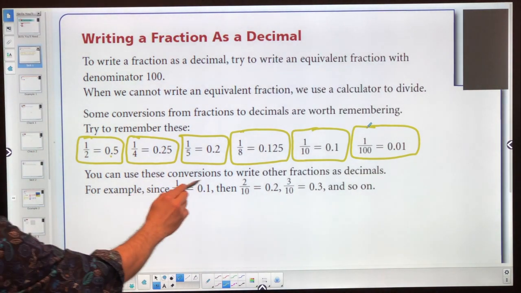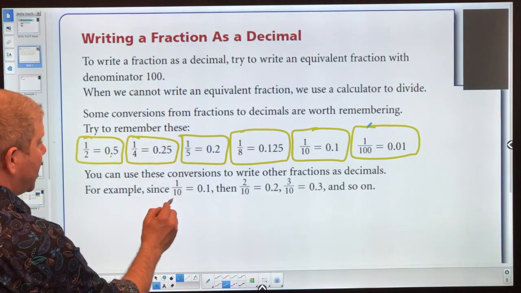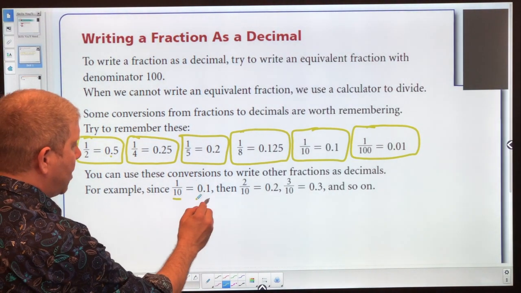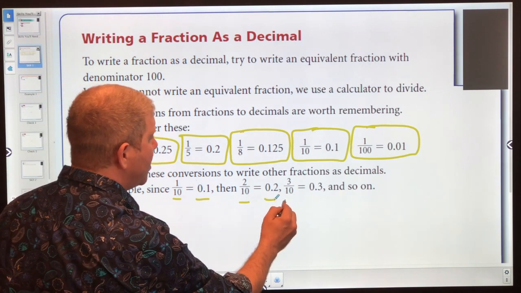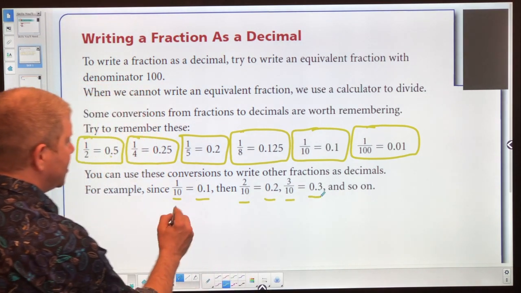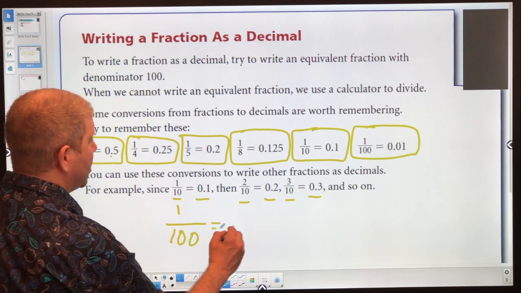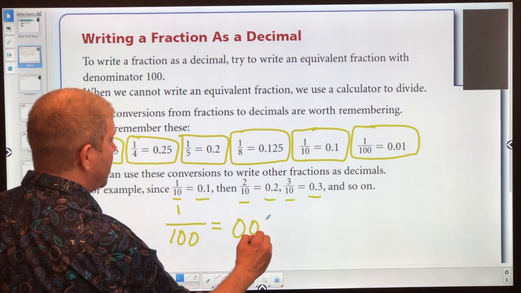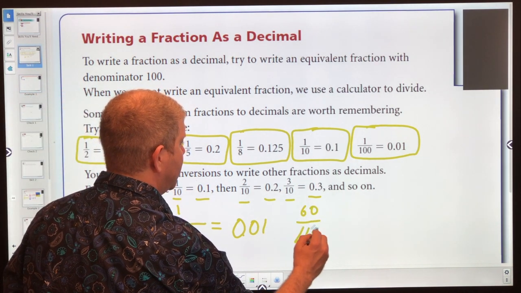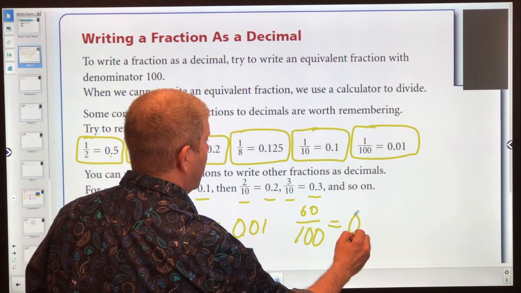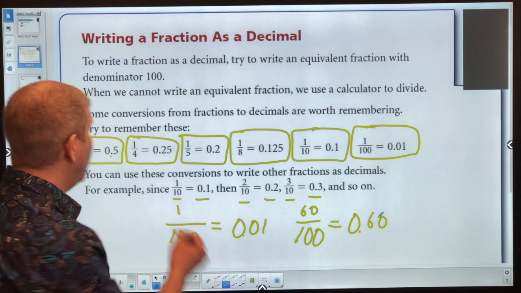Now you can use these conversions to write other fractions as decimals. So for example, because you know 1 over 10 equals 0.1, 2 over 10 is going to equal 0.2. 3 over 10 will be 0.3. In the same way, since 1 over 100 equals 0.01, we could say that 60 over 100 equals 0.60. That's a useful tip as you're going along.